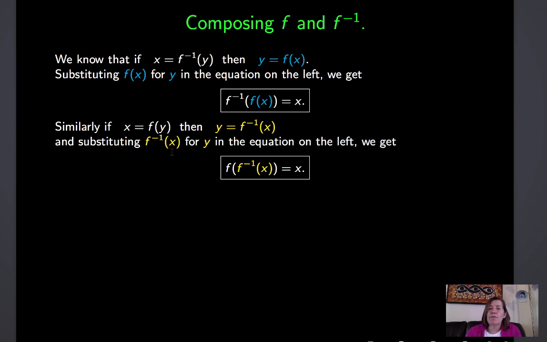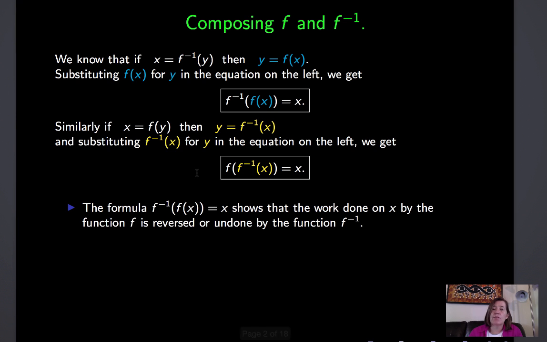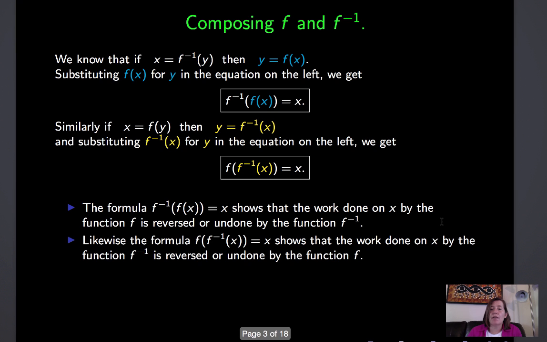The formula f inverse of f of x equals x shows that the work done on x by the function f is reversed or undone by the function f inverse. Likewise, the work done on x by f inverse is also reversed by applying the function f. Let's look at an example.